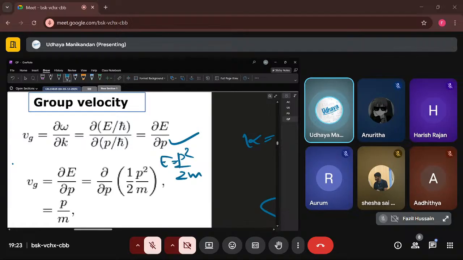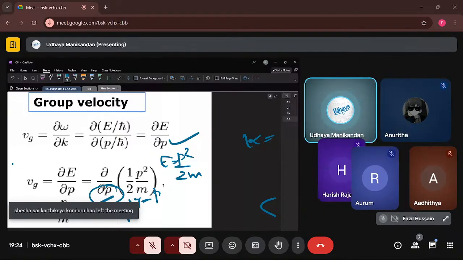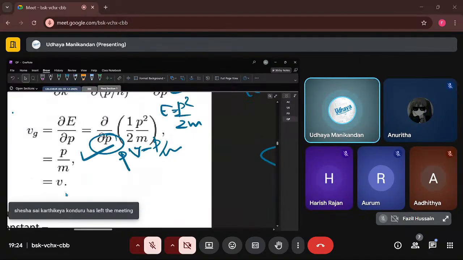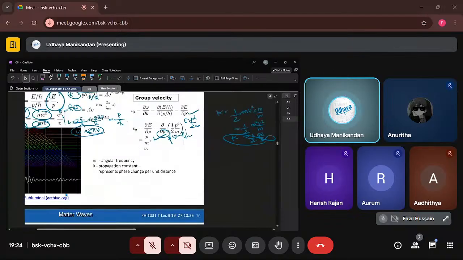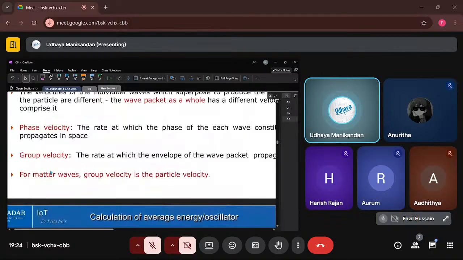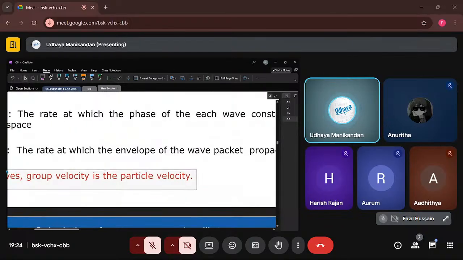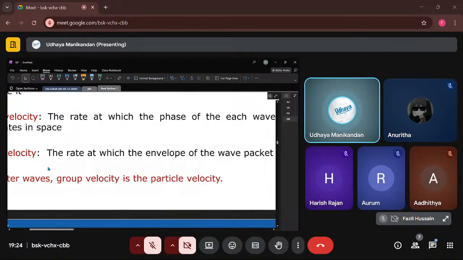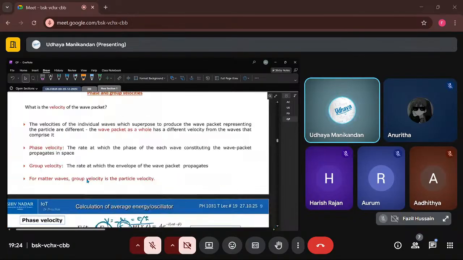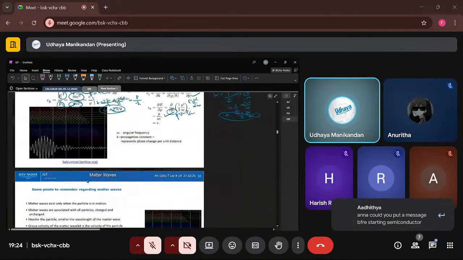So we are just substituting what? P square by 2m. Because 2m is going to be a constant, it will come out. P square with respect to P is nothing but 2P. So 2 cancels out, we just have P by m, which we clearly know is what? v is nothing but P by m. So technically, what are we trying to convey? We are trying to convey one specific thing. For matter waves, group velocity is the particle velocity itself. Just remember that.